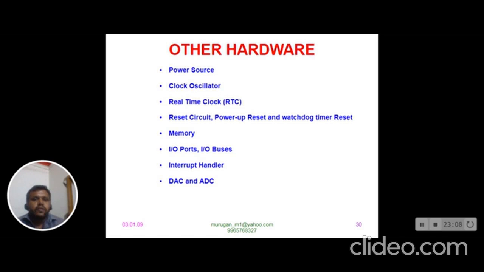Then next one is memory. Without memory, we will not store the particular data or file. And IO ports, IO buses, interrupt handler, DAC and ADC. Without ADC and DAC, we will not convert the particular signal for the particular application. LCD and LED displays, keyboard and keypad.